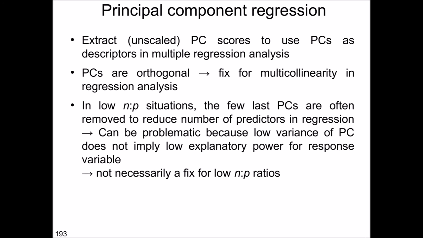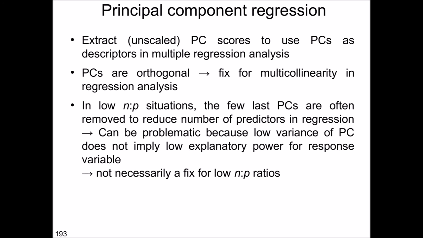But why should we do this? The motivating idea is that if you have multicollinearity among the variables, then this can be fixed because the new principal components that are extracted are orthogonal. So they are completely independent from each other. You don't have any problem with multicollinearity anymore.